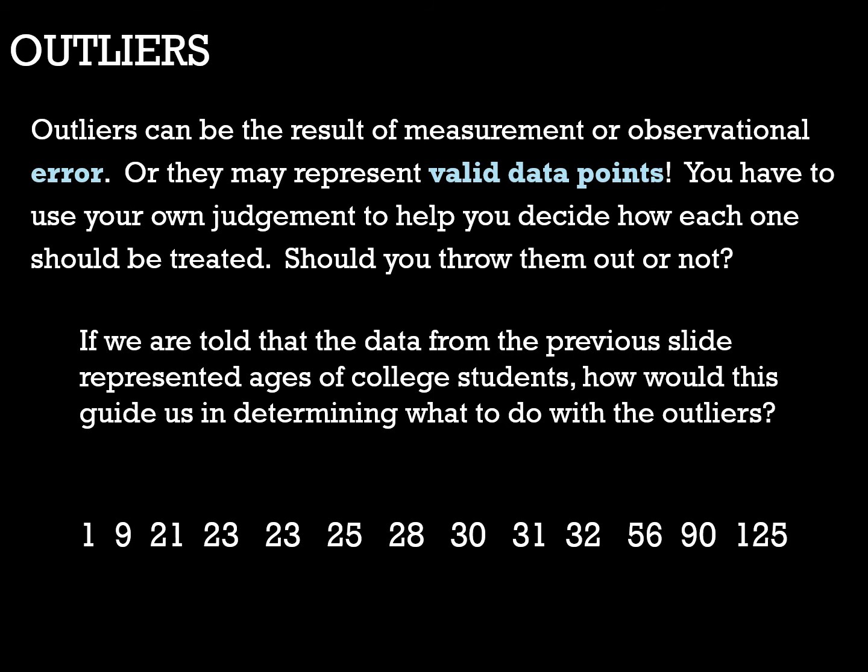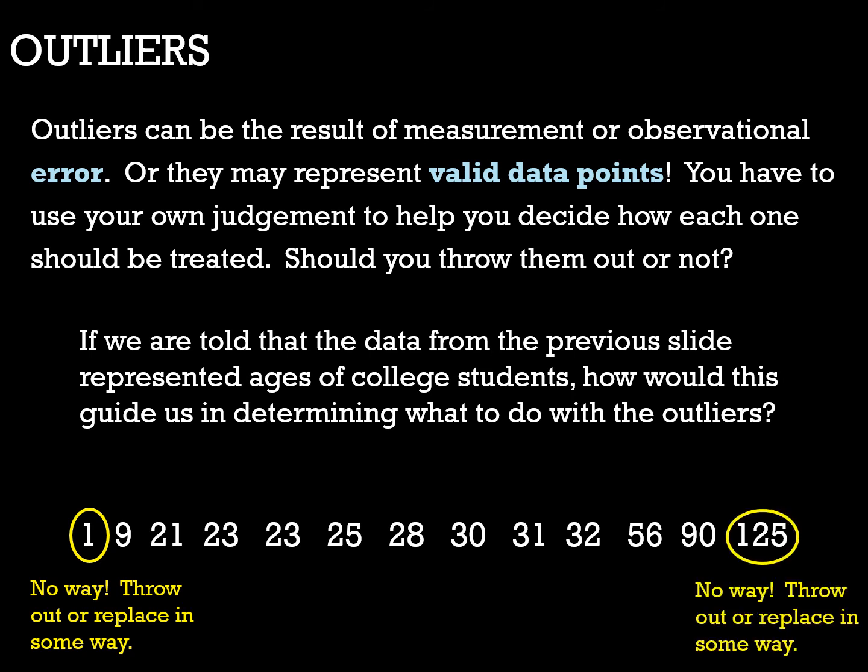So anyway, here's what we would look at and think about when we're looking at this data set. We'd say for number 1, no way. If these really represent ages of college students, there's got to be a problem there. We're either going to throw it out or replace it in some way. We'll talk later about how we might replace values that we don't think are valid. And then the 125, again, no way. We would throw that out or replace it with something.